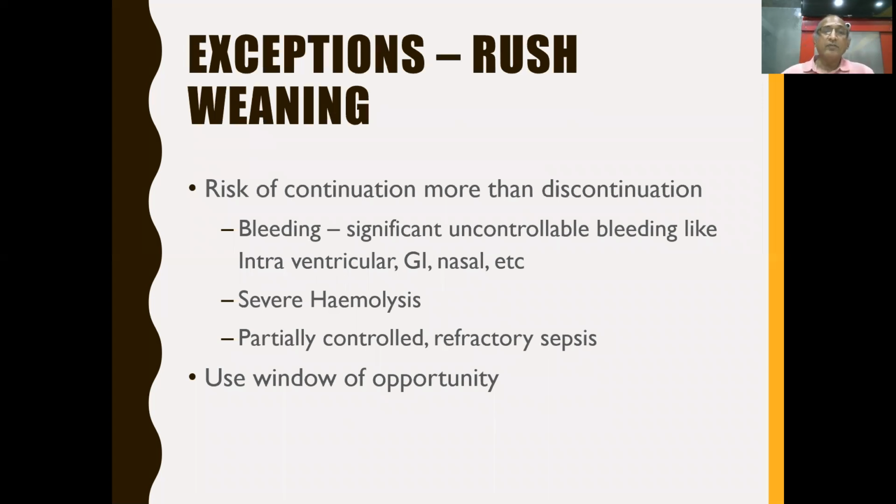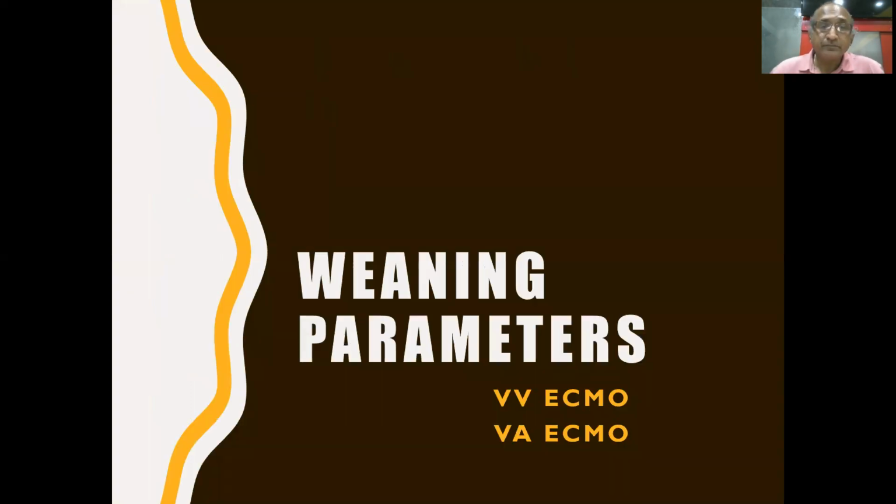Like in case the patient develops some significant bleeding, or intracranial bleeding, or a massive GI bleed, or there is severe hemolysis. Or the patient is refractory in sepsis and not improving, and you feel there's a biofilm in the cannula or in the ECMO circuit, then you can think of taking a window of opportunity and try to come off ECMO at this stage, except on a little higher support.